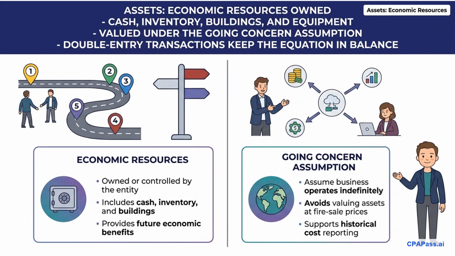Assets represent the economic resources owned or controlled by an entity, such as cash, inventory, and buildings. Under the going concern assumption, we value these assets assuming the business will continue operating indefinitely, rather than liquidating them at fire sale prices. When recording transactions, remember that every asset purchase must keep our fundamental equation in balance. For example, if Sam's Bakery purchases a new oven for $10,000 in cash, one asset increases while another decreases. The total assets remain unchanged, demonstrating how double entry accounting keeps the balance sheet perfectly aligned.